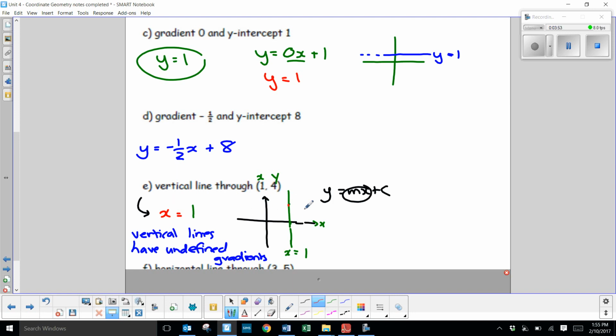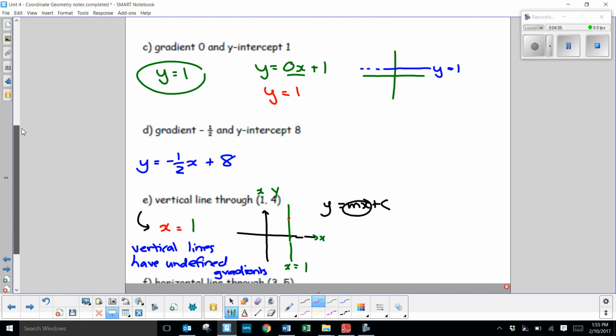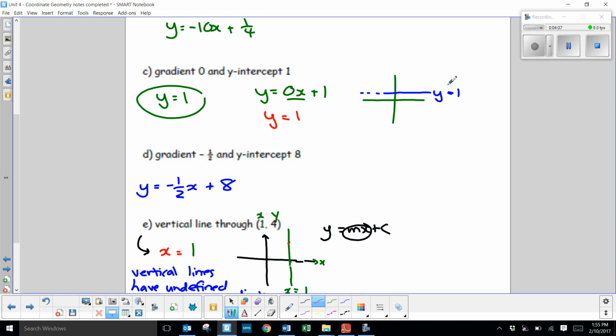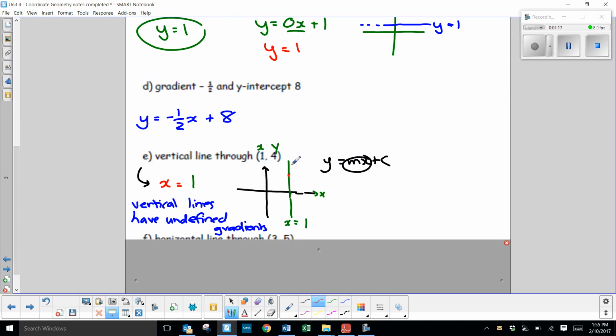What's interesting is vertical lines have undefined gradients. As we said, horizontal lines have gradients of 0 because rise over run, the rise is 0. The run is infinite, but the rise is 0. So 0 divided by any number will just give you 0. Whereas vertical lines, they have an infinite rise, but their run is 0. So rise over run would be something over 0. Remember, anything divided by 0 is undefined, because in mathematics we can't divide by 0, it's not allowed.